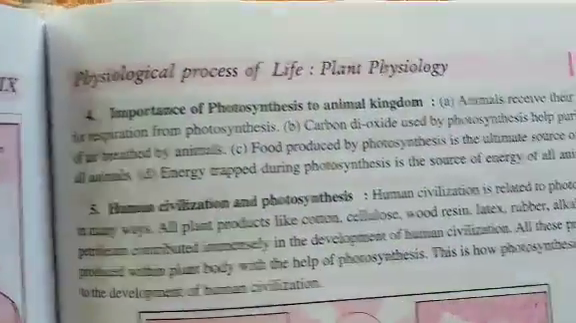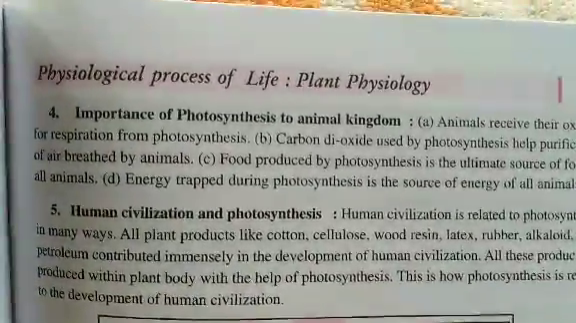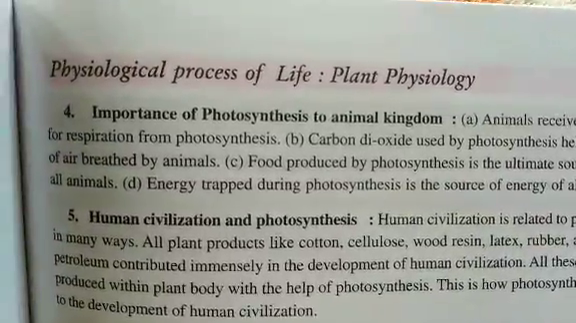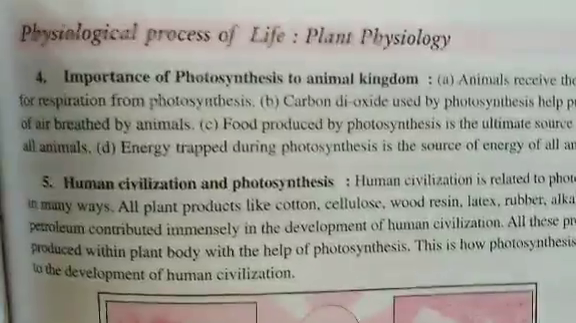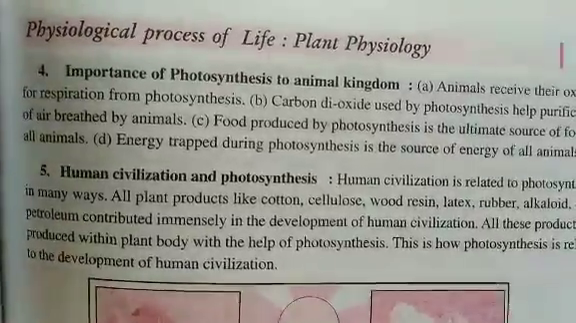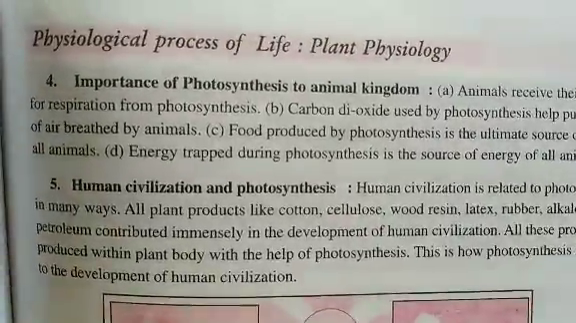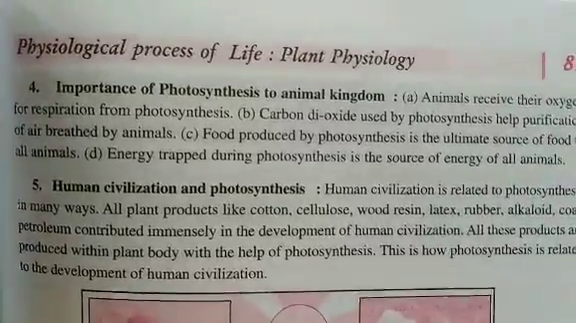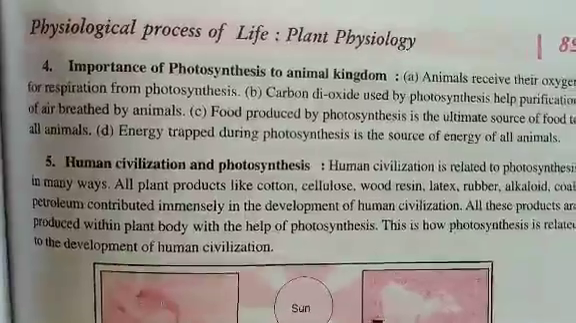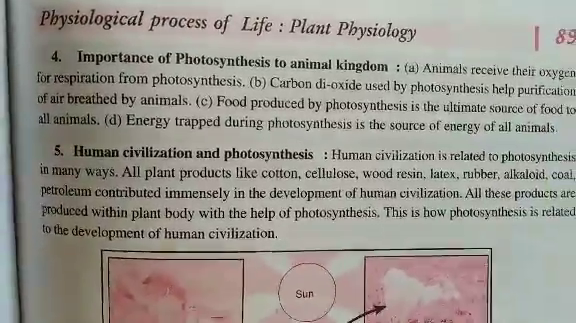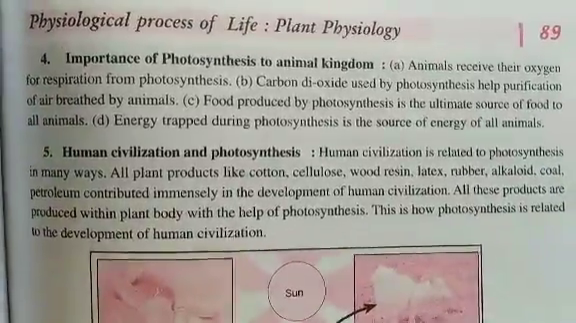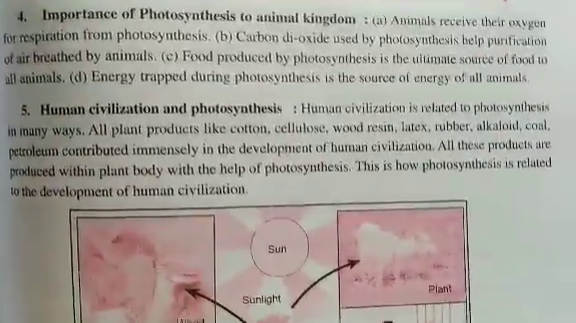Next one is the importance of photosynthesis to the animal kingdom. Obviously it is very important for the animal kingdom, because without photosynthesis plants cannot make their own food and the animal kingdom does not get its food. Another importance is that all the plants and animals breathe the oxygen and expel out the carbon dioxide. This oxygen is produced by the photosynthesis process, and this poisonous carbon dioxide is consumed by this process. So it is very important for the animal kingdom.